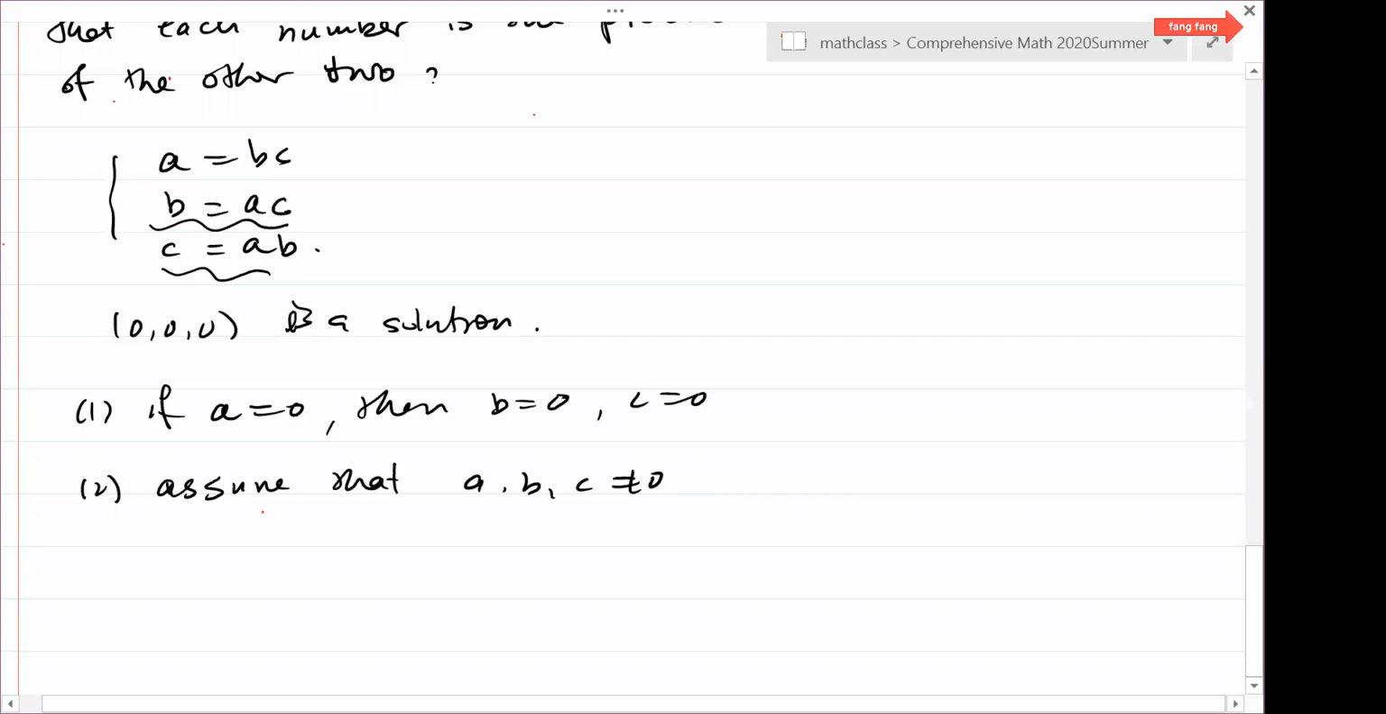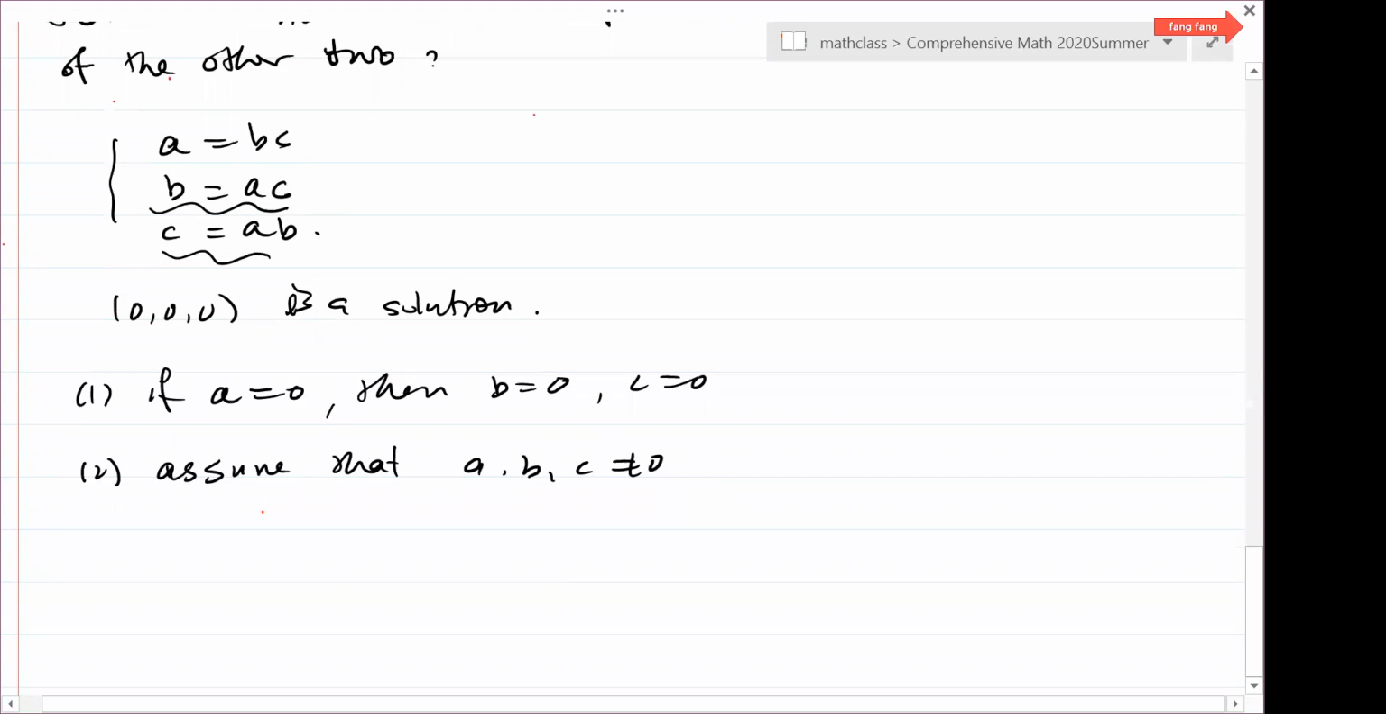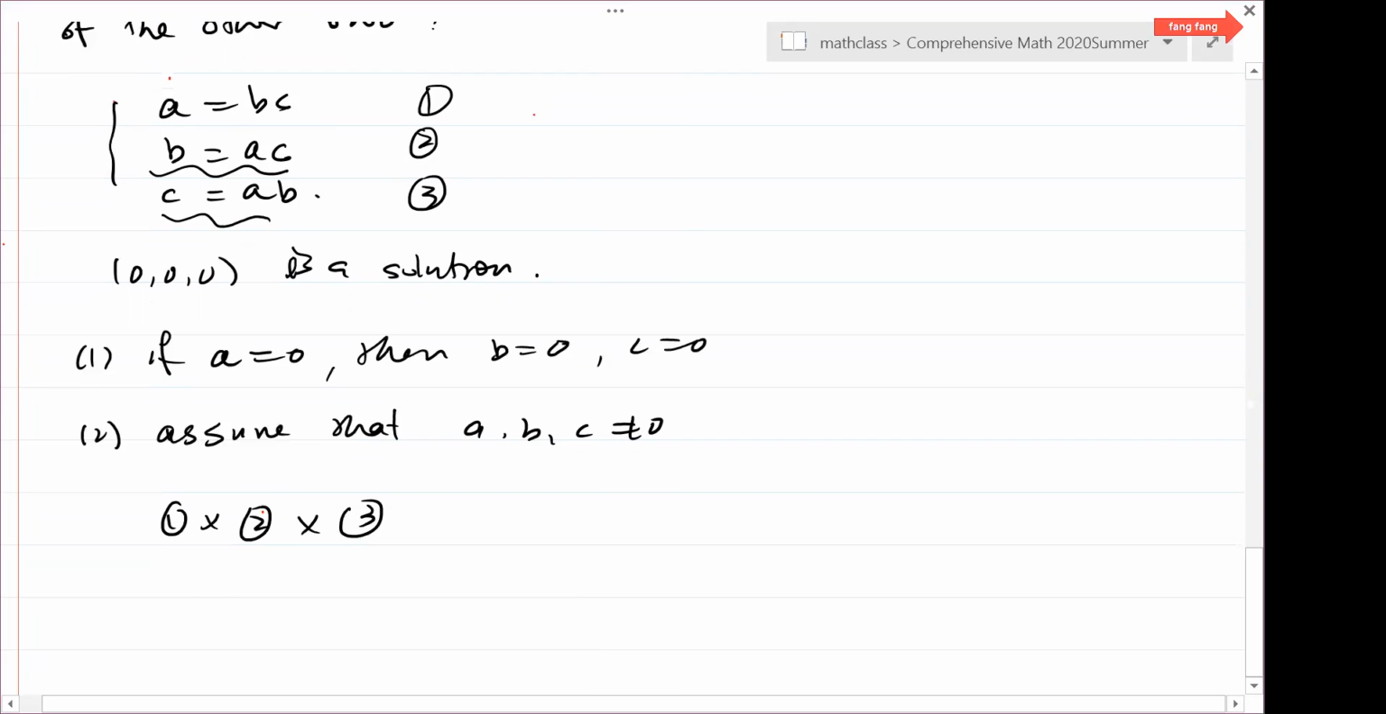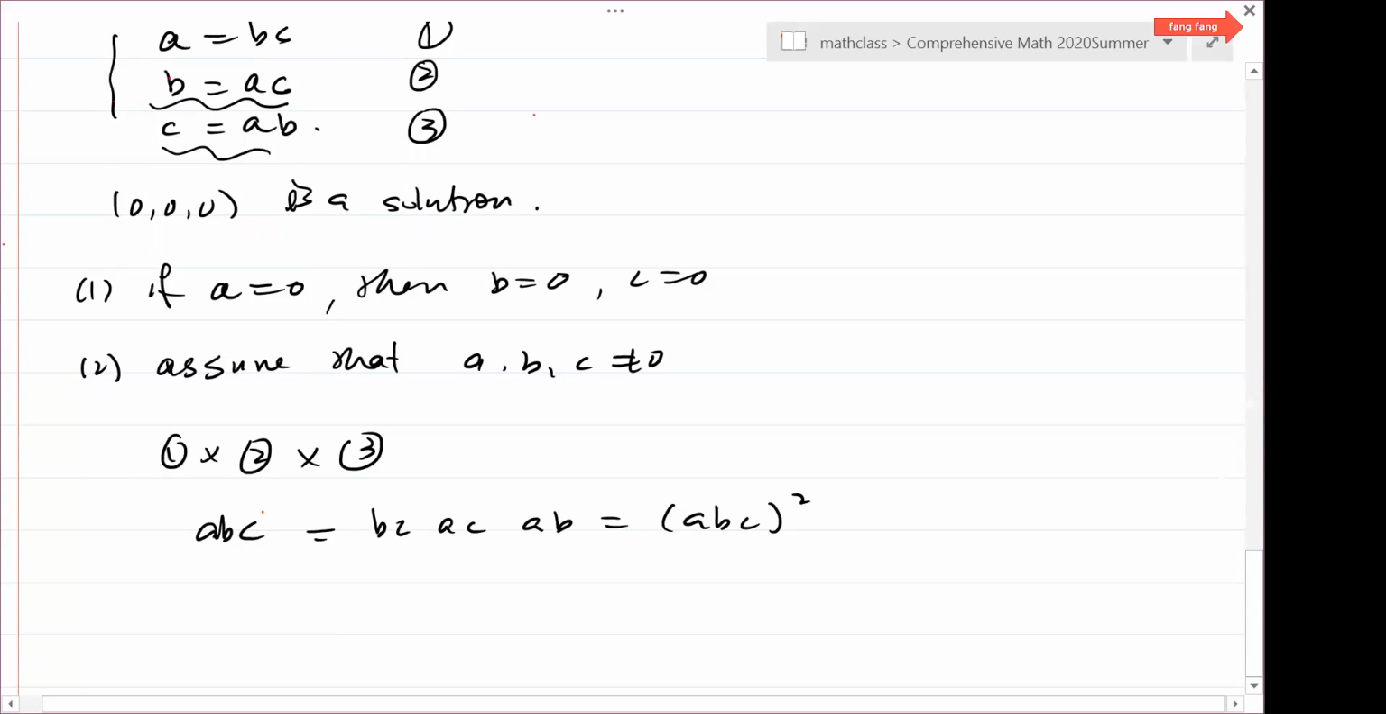All right, and it's a similar idea. There are many ways to do this, right? Suppose you multiply them all out: left hand side, equation 1, equation 2, equation 3. Here I'm talking about the product, so equation 1 times equation 2 times equation 3. What do you get? You get A, B, and C on the left. The right hand side is B C, A C, A B. So it turns out to be (ABC) squared. Now, since ABC is the product of three numbers that are not 0, it is not going to be 0. So this implies ABC is going to be 1.